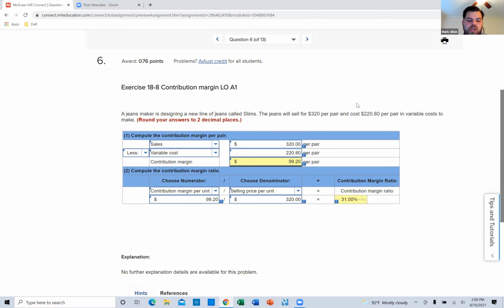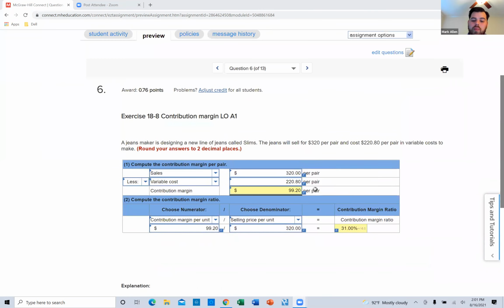So for the contribution margin ratio, this is contribution margin per unit divided by selling price per unit. So contribution margin per unit, we calculated right here. So we're simply going to pull that $99.20 down into this calculation. We'll now divide that by my sales price per unit of $320. So $99.20 over $320, and that is a 31% contribution margin ratio. So for every dollar in sales, we get about 31 cents to help cover fixed costs. And then once fixed costs are completely covered, that 31 cents will become income.